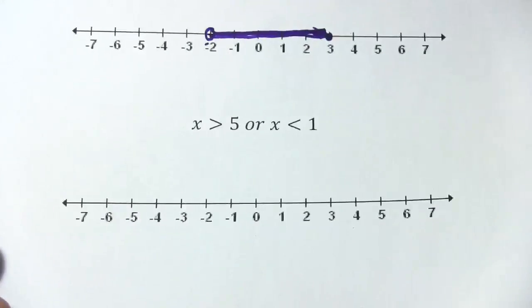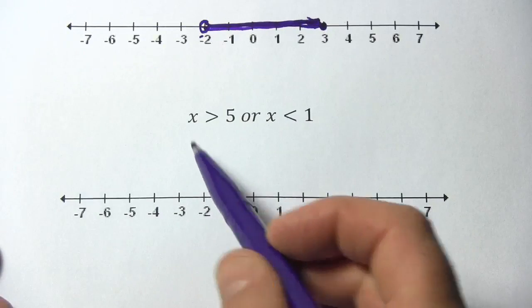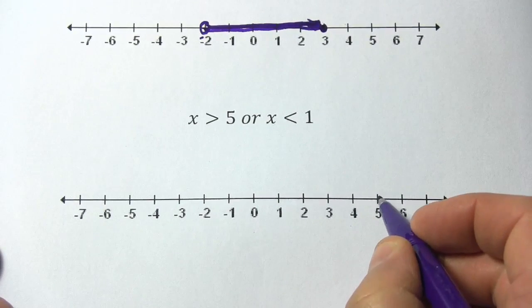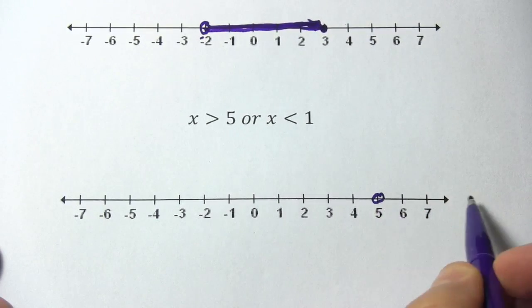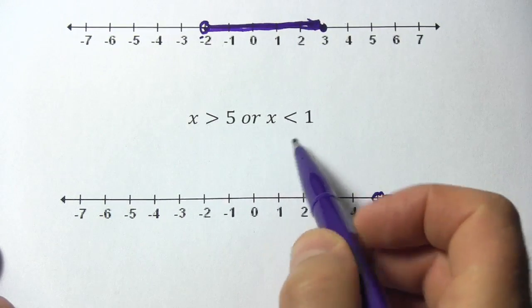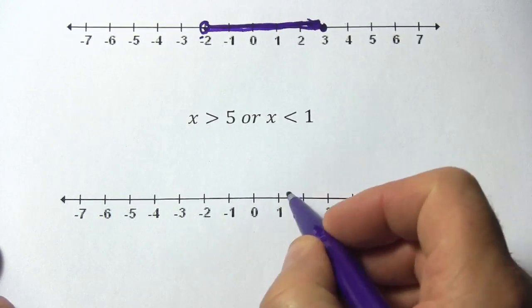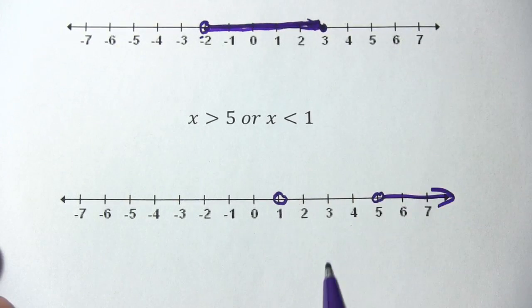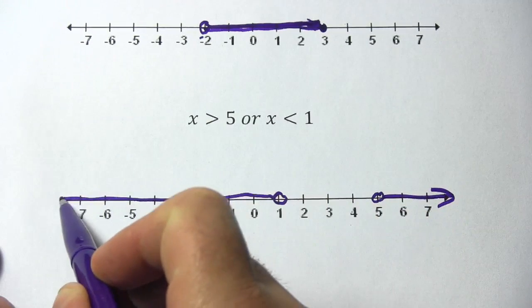All right, let's try an or here. We've got x is greater than 5. That would just be an open circle at 5 and going off in the greater than direction. I'm going to go ahead and fill that in. And then x is less than 1. So that would be an open circle at the 1 and then going off in this direction.